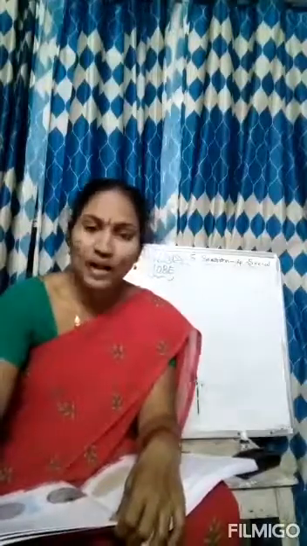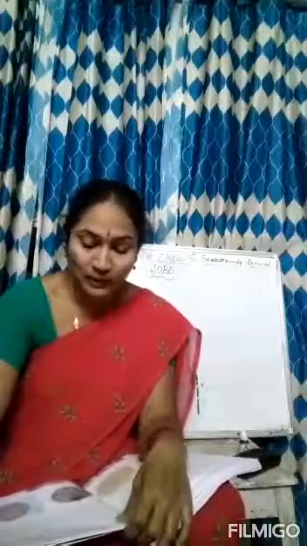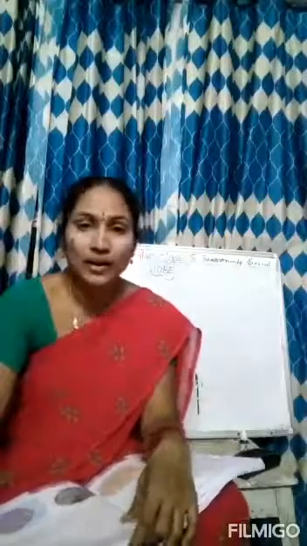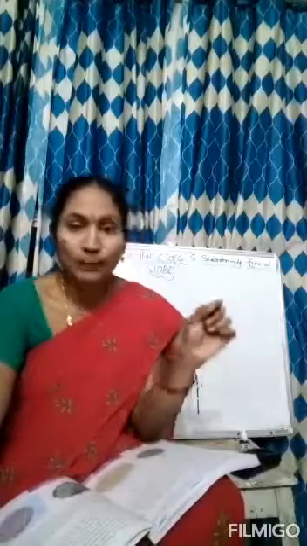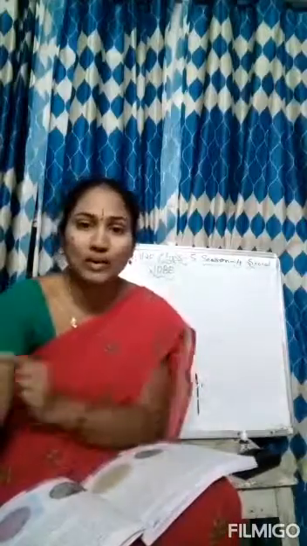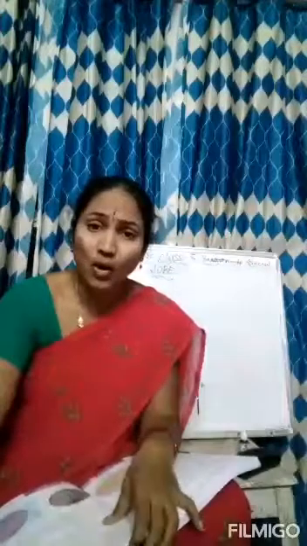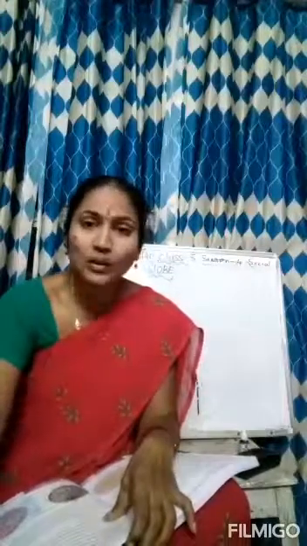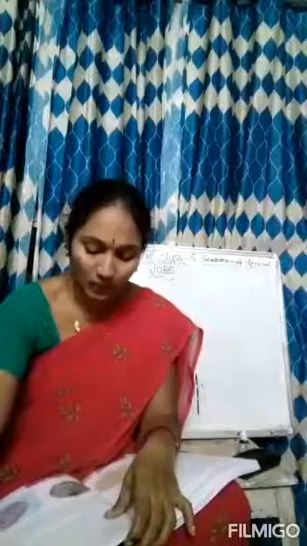The latitudes and longitudes help us in locating the places on the globe. This is a very important point. Underline with a pencil. This sentence we have to underline with a pencil. The latitudes and longitudes help us in locating the places on the globe.